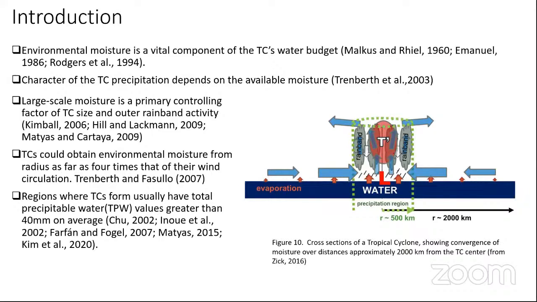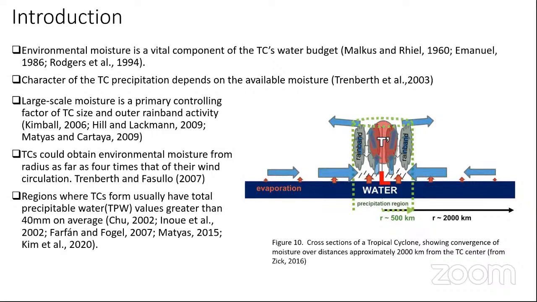From previous studies, we have known that TCs could obtain environmental moisture from a radius as far as 4 times that of their wind circulation, as illustrated in figure 10. From figure 10, we can see the 500 kilometer is usually the radius of the TC. Then it means the TC can get moisture from as far as 2,000 kilometers from its center.